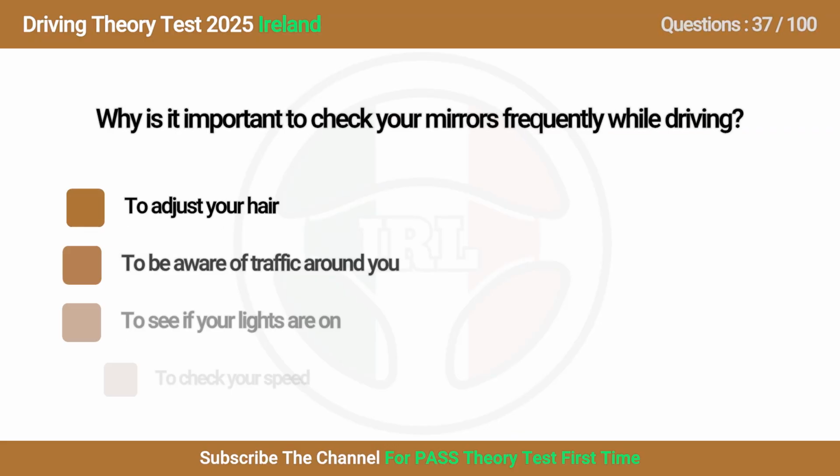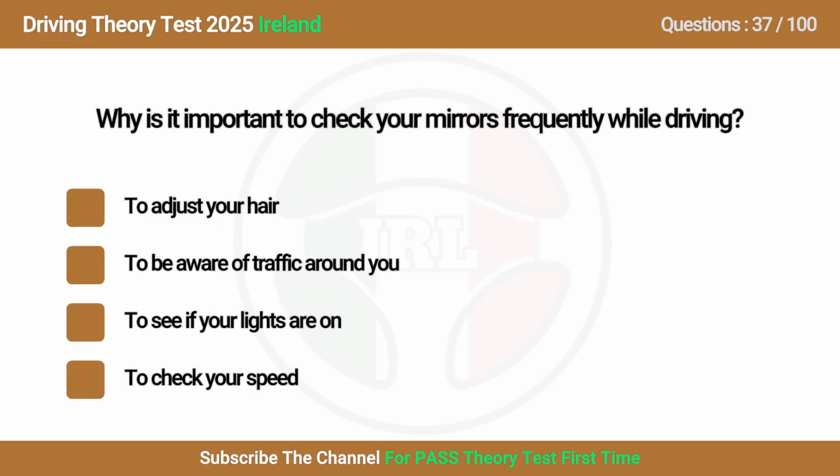Question 37. Why is it important to check your mirrors frequently while driving? A. To adjust your hair. B. To be aware of traffic around you. C. To see if your lights are on. D. To check your speed.